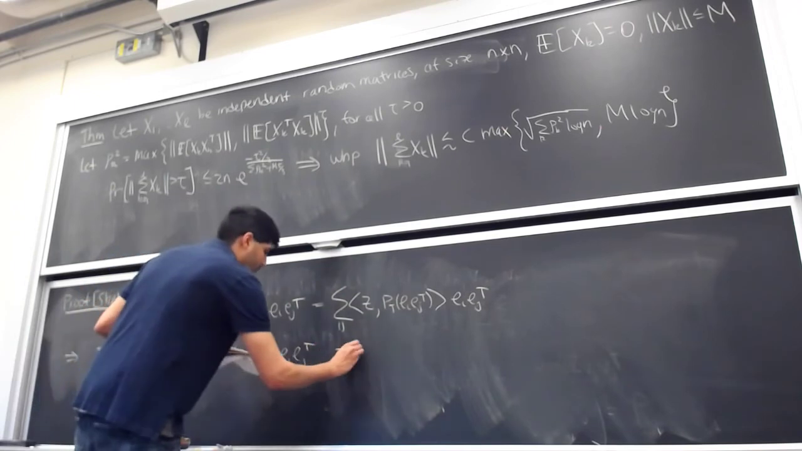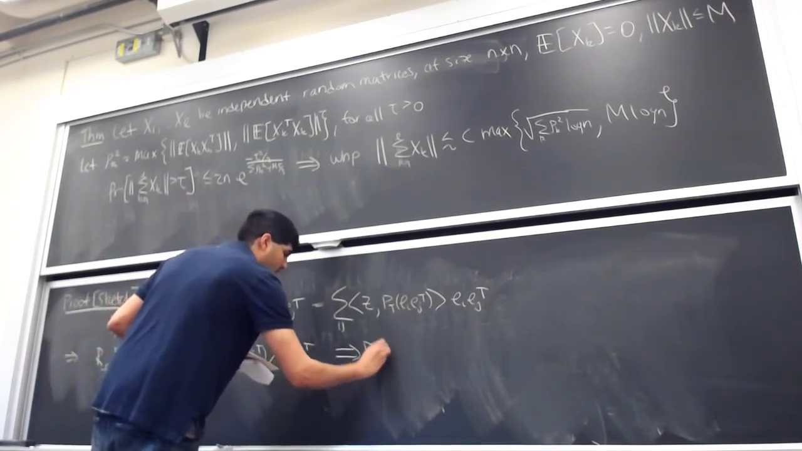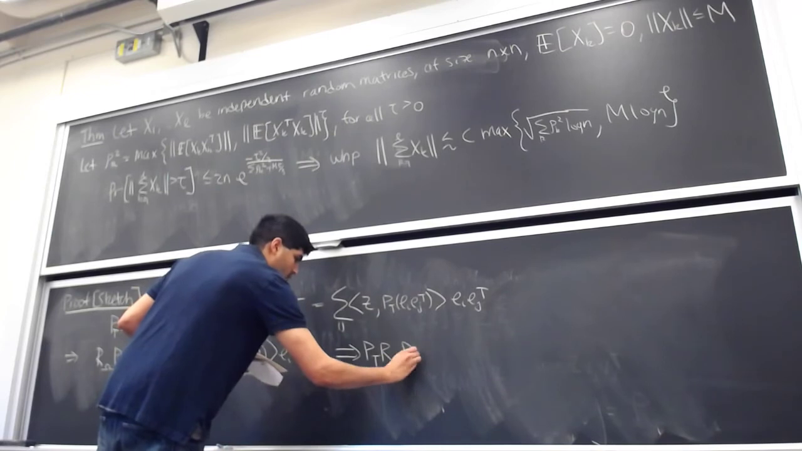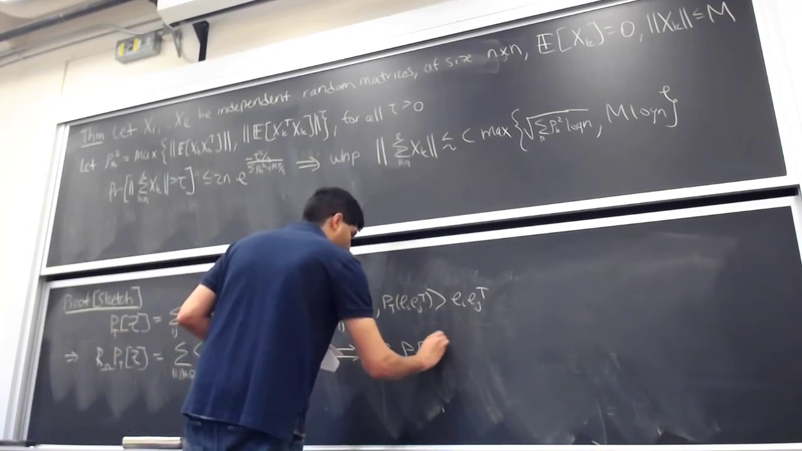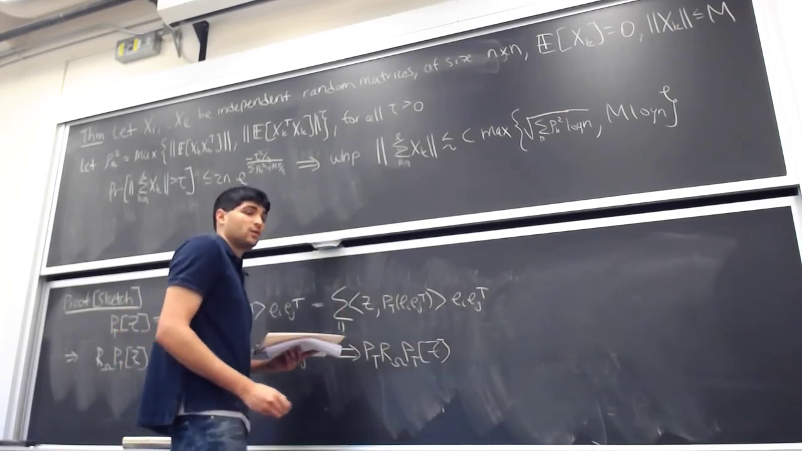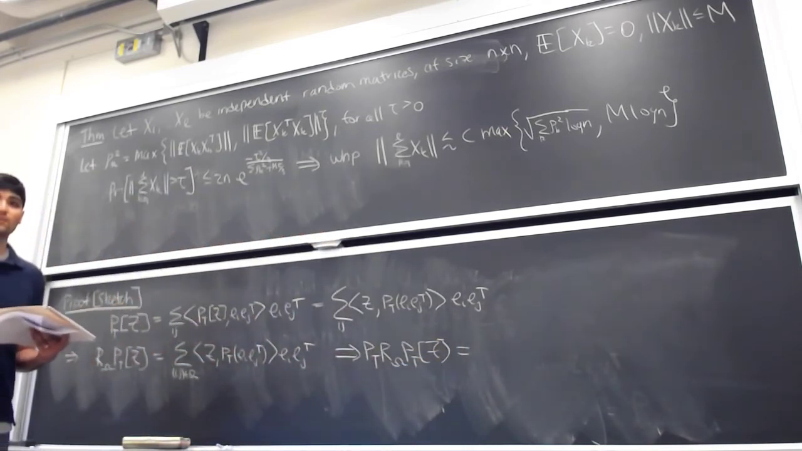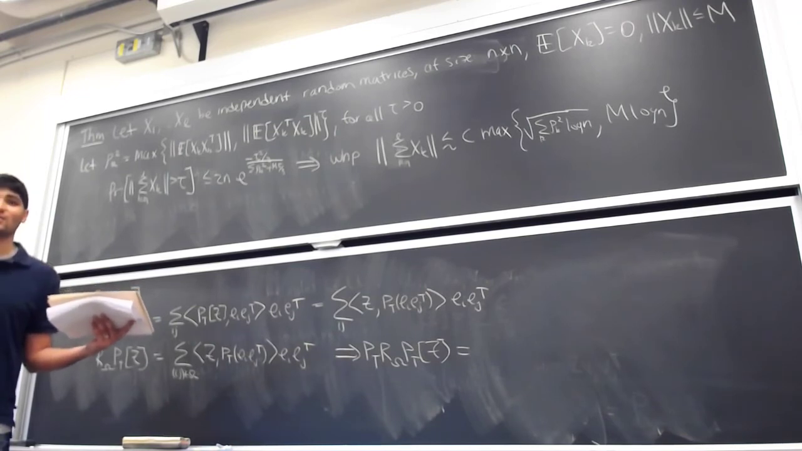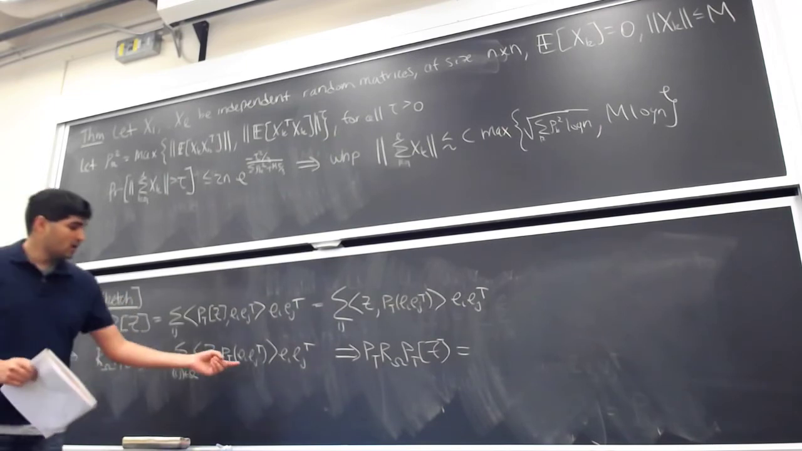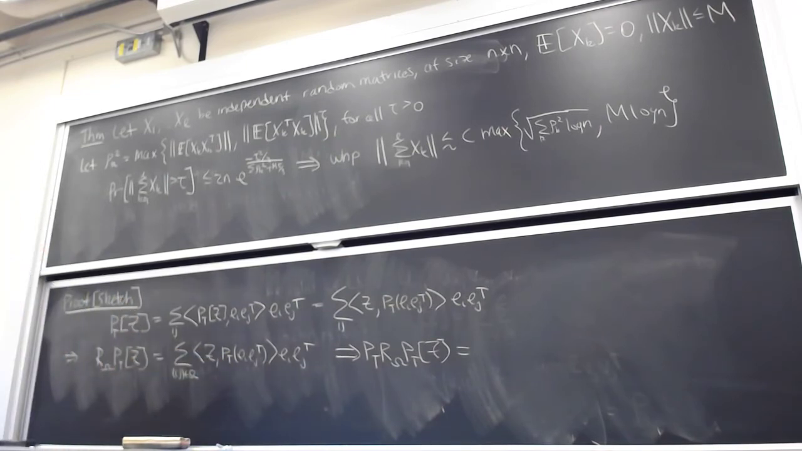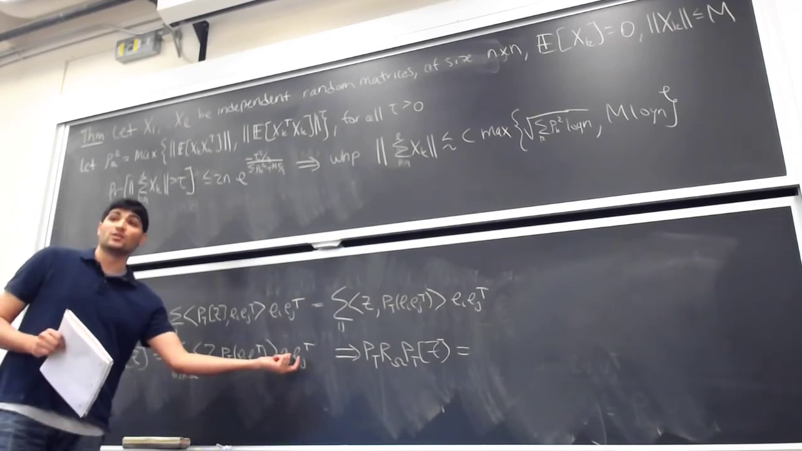And now finally, what about P_T R_omega P_T of Z? Can anyone tell me what that expression should be? Just making sure you guys are awake. It's too easy? It's the same as the proof. Not quite. I need to change one thing. I mean, this is a scalar, but I still need to apply P_T here.